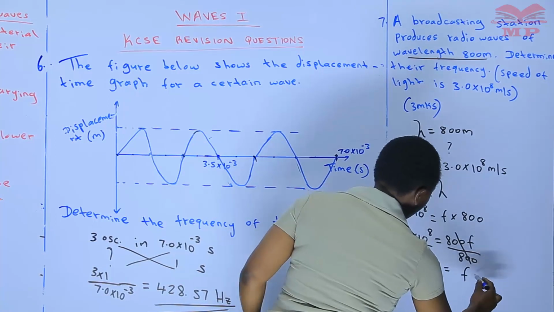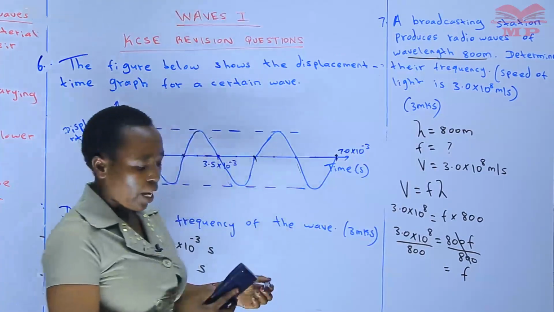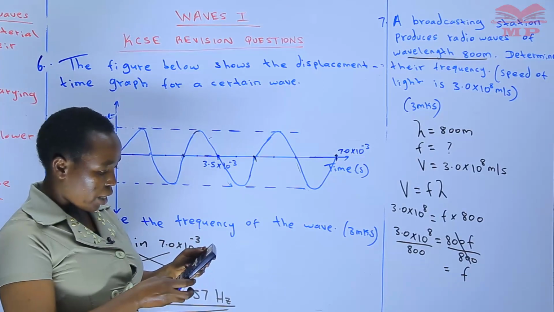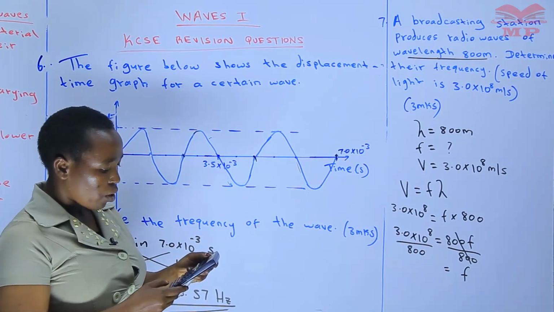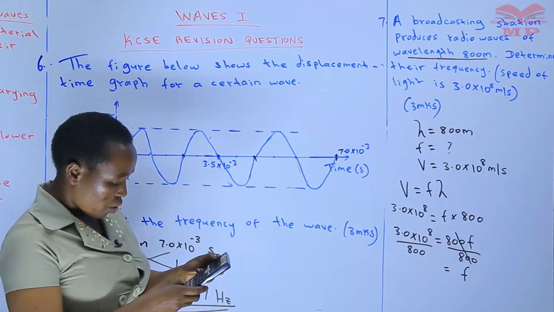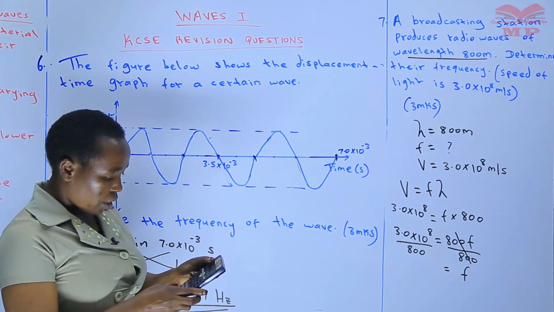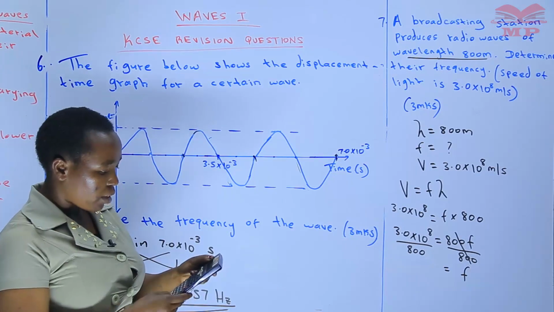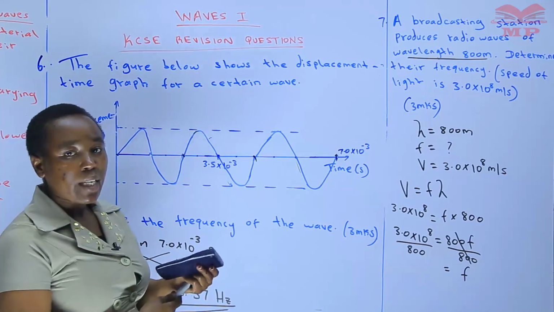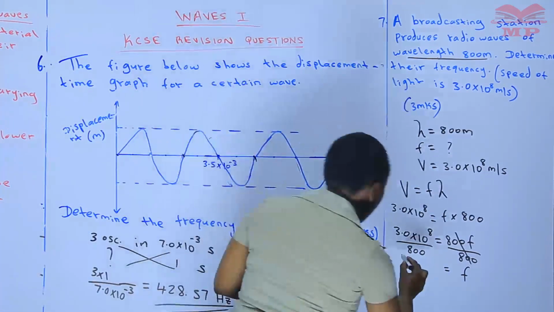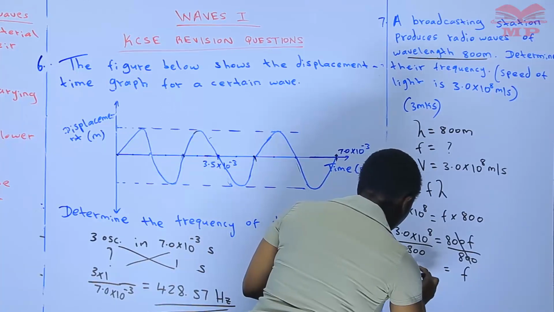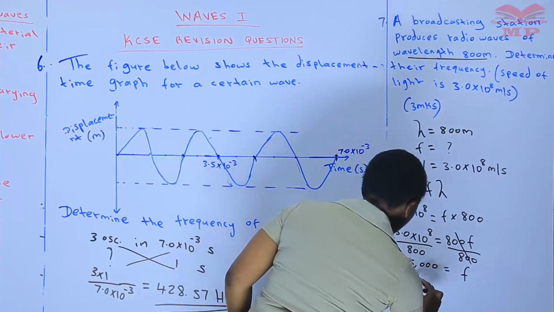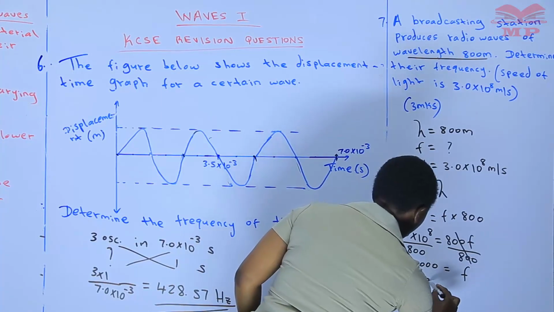So we end up getting our F as, we can divide that. We are dividing by 800. What do you end up getting? So that is 3 times 10 power 8 divided by 800, and you end up getting the frequency as 375,000.